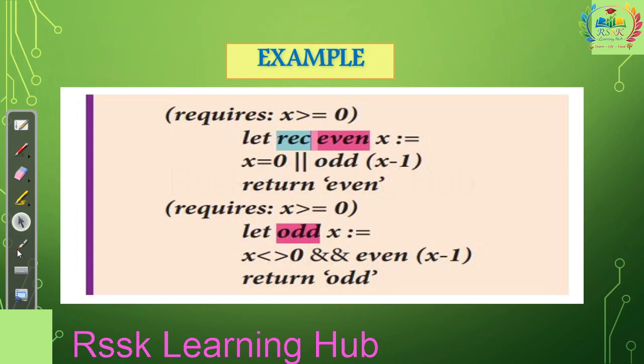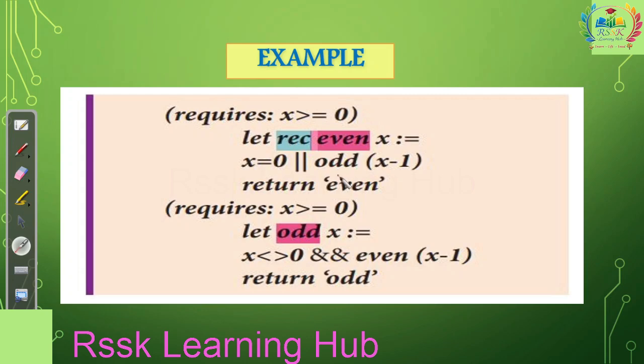This operator, see this one, double line in parallel, this is the operator for logical or. Here you see this one, double ampersand. This is logical and, and this is logical or. So it will check for the condition if x equal to 0, odd number.